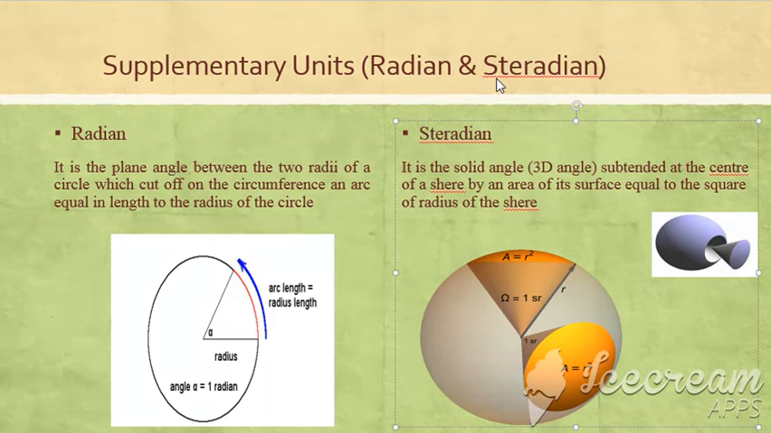Move towards the description of supplementary units. In supplementary units, two things are discussed. First one is radian and the second one is steradian. Let us move towards the definition of a radian.